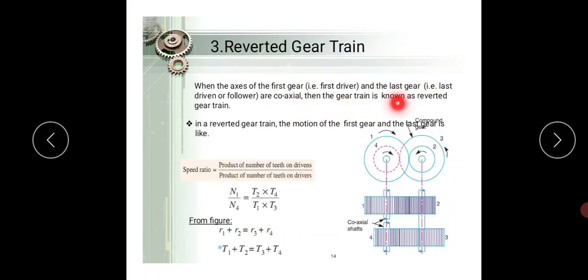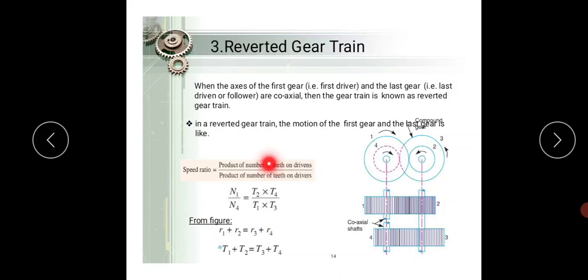When the axes of the first gear and the last gear are coaxial, then the train is known as a reverted gear train. Here is the first gear and this is the last gear, so these two gears are coaxial. This is known as a reverted gear train. In a reverted gear train, the motion of the first gear and the last gear is in the same direction. Now we are going to see about the speed ratio of the reverted gear train.